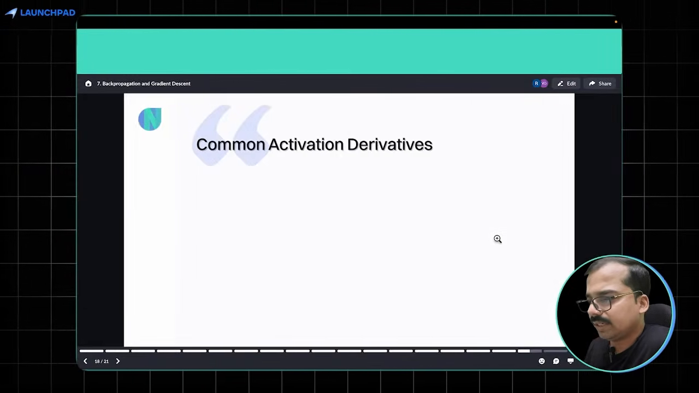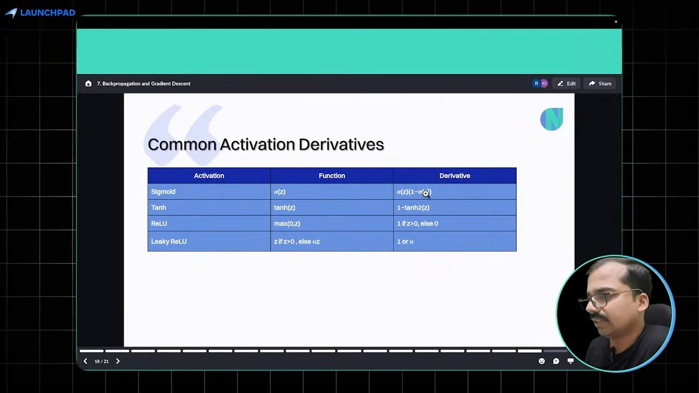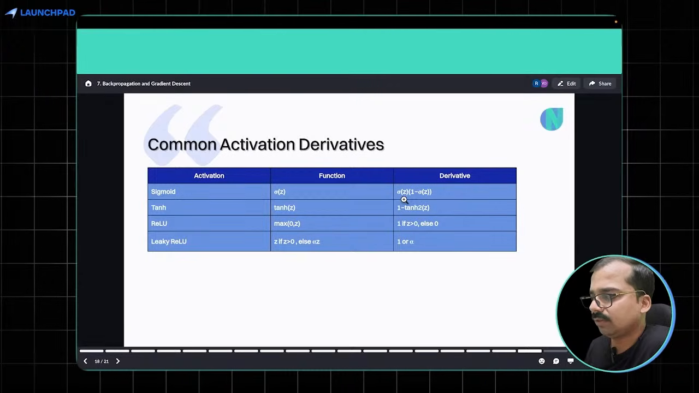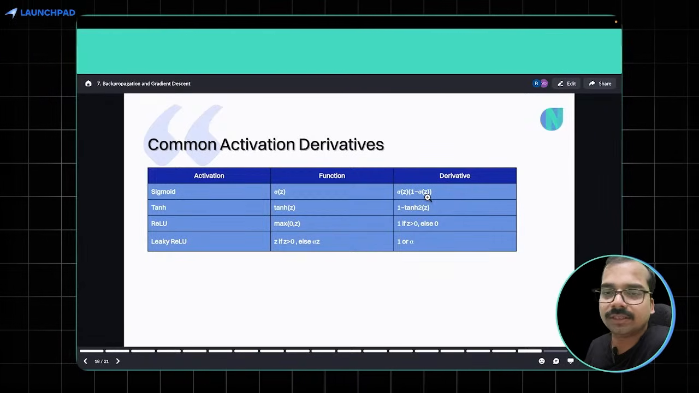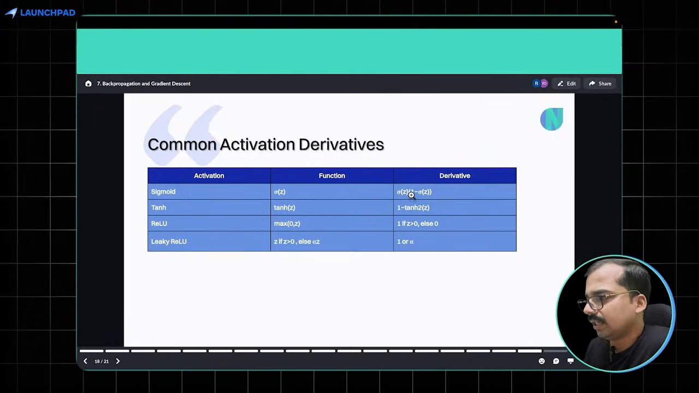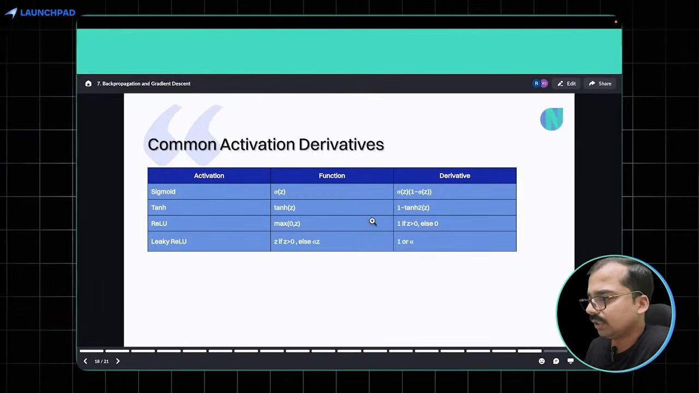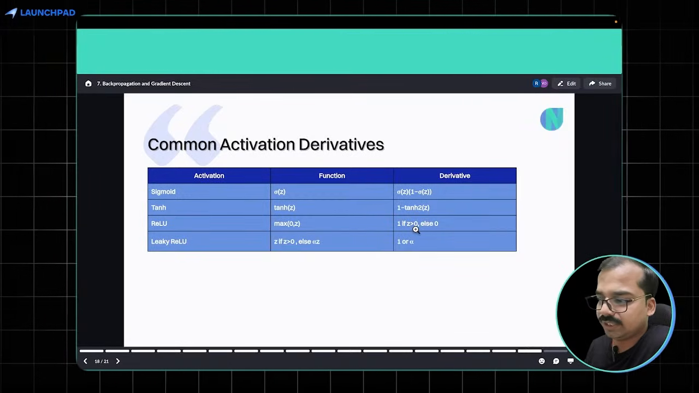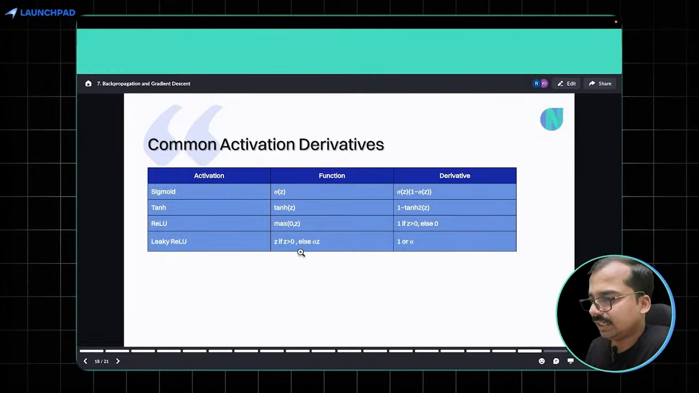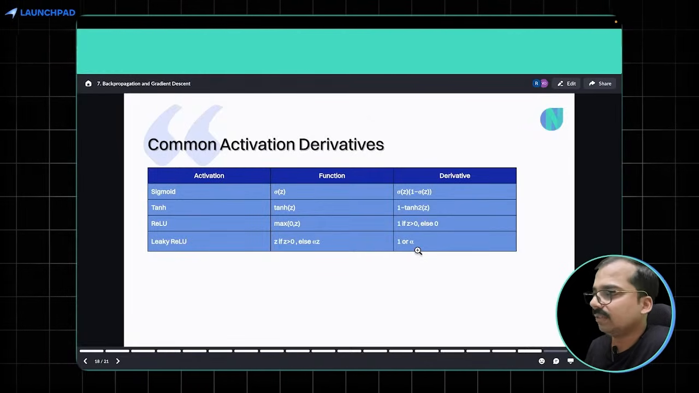Now let's see some common derivatives in action. Sigmoid's derivative is this. We have shown this also, right? It was basically y hat into 1 minus y hat, where y hat was sigmoid of z. Here they have written sigmoid. For tanh, the derivative is this. For ReLU, the derivative is 1 if the input is positive, else it is 0. And for leaky ReLU, it is 1 if the input is positive, or alpha if the input is negative.